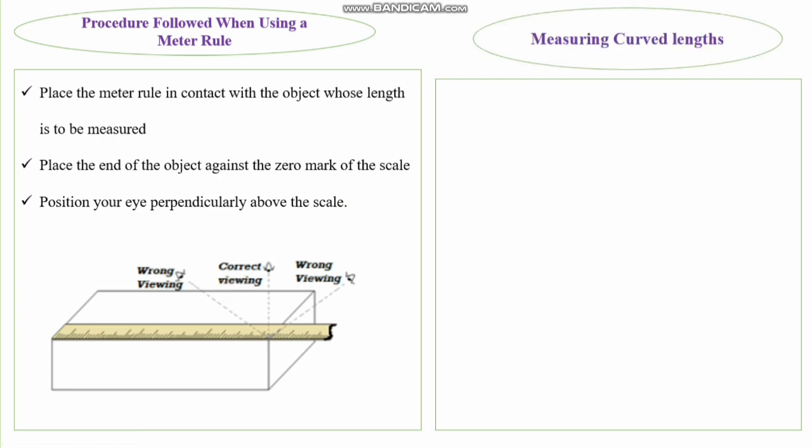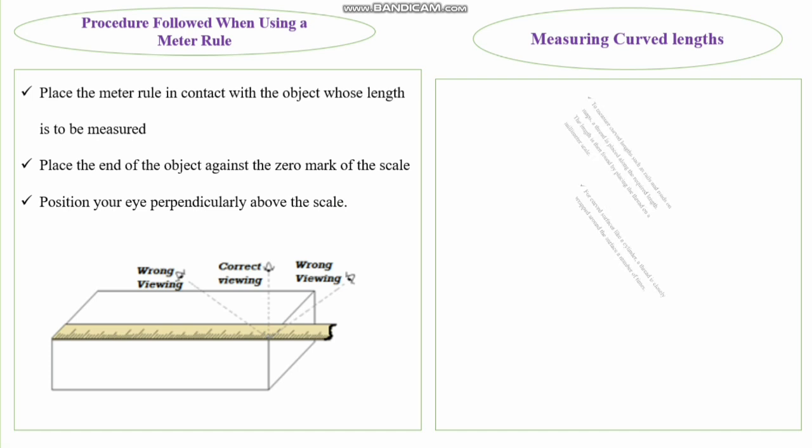So let us look at the next concept of measurement, that is measuring curved lengths. It is not always that the objects we take measurements of are straight. Some objects like the cylinder are curved. So how can we measure the circumference of that cylinder? We cannot use the meter rule, because the meter rule cannot bend around that cylinder. So how can we measure the distance from one point to the other around the cylinder?